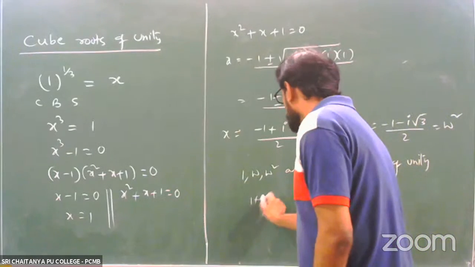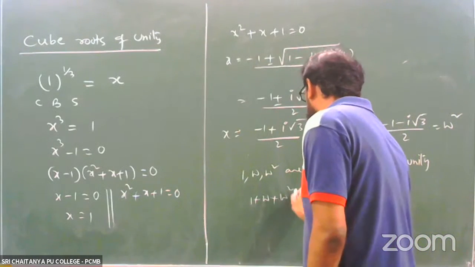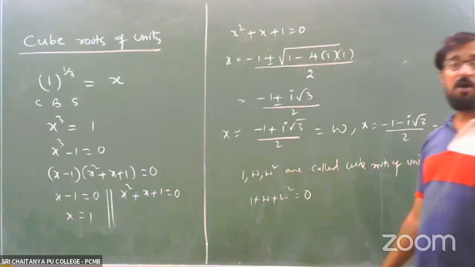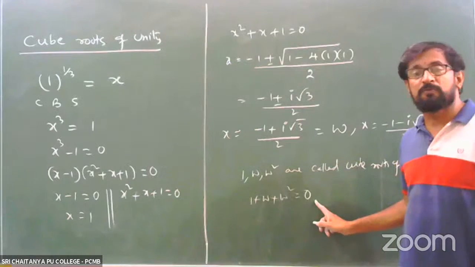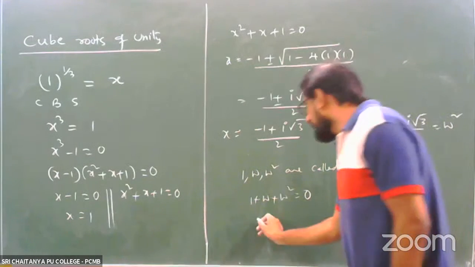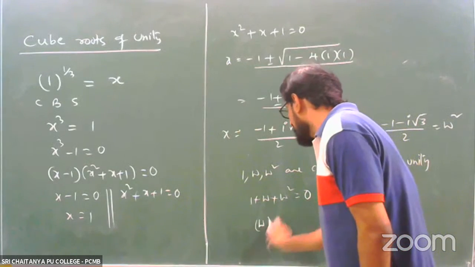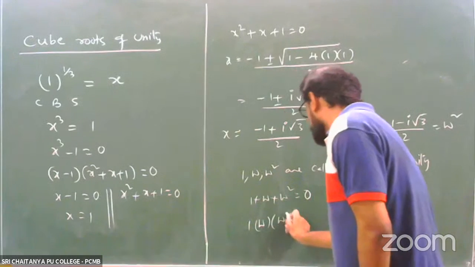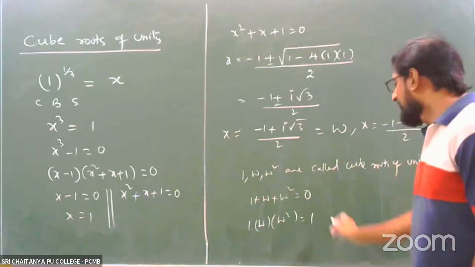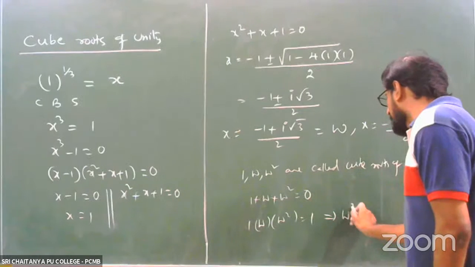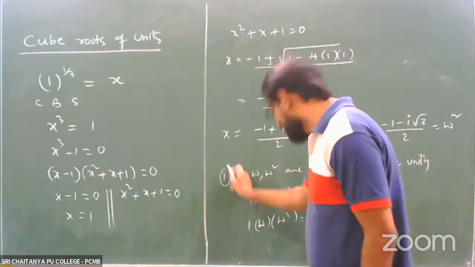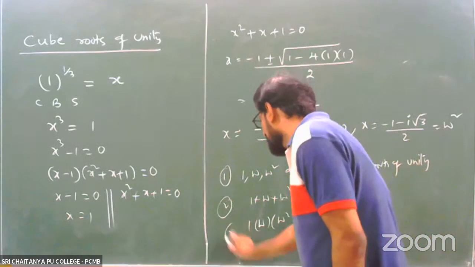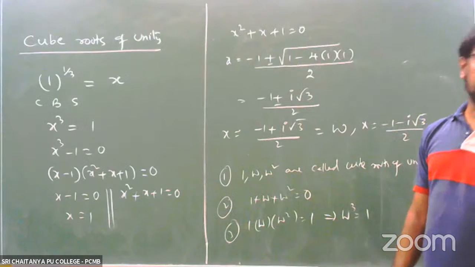Right? These are called cube roots of unity, and the sum of cube roots of unity is equal to 0, which you got in your even. This is useful in your determinants also. Okay, and the product of cube roots of unity, 1 into omega into omega square, is equal to 1, which implies omega cube is equal to 1. Okay, so you should note these 3 points regarding the cube roots of unity.